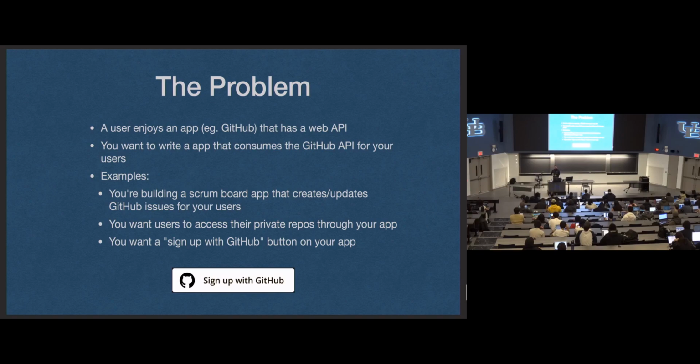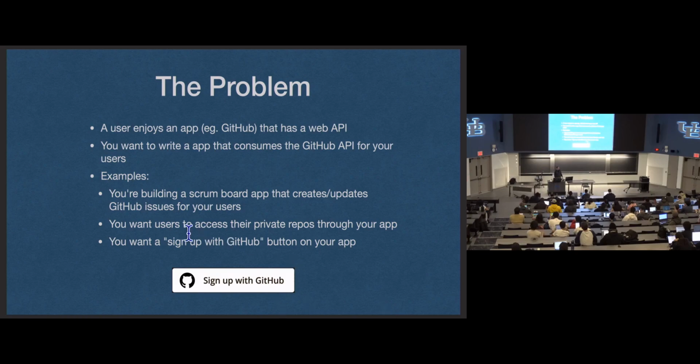So here's the problem. We want to access an API on behalf of our users in a secure way. How do we have our app access an API on behalf of our users in a secure way? We have code. A user wants to go through our code and access a third-party API, and we're going to access it on their behalf. How do we do that?